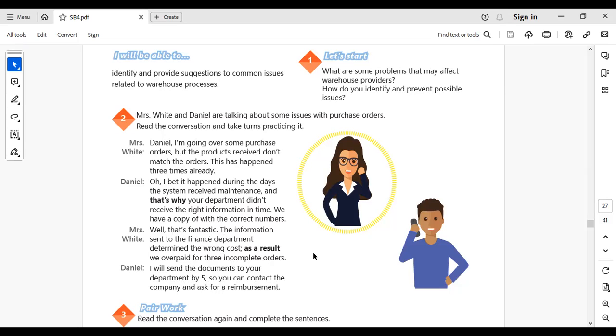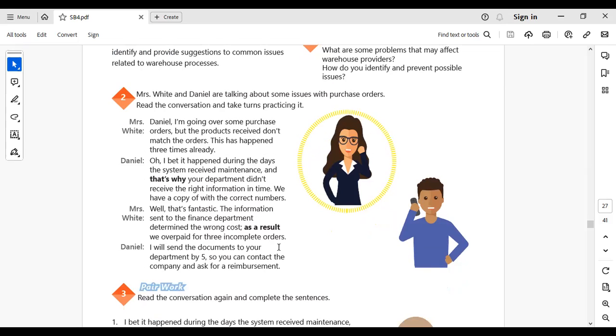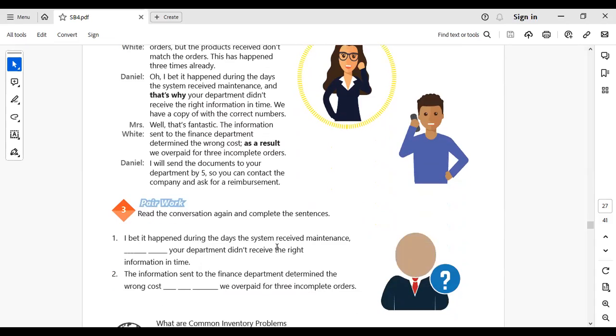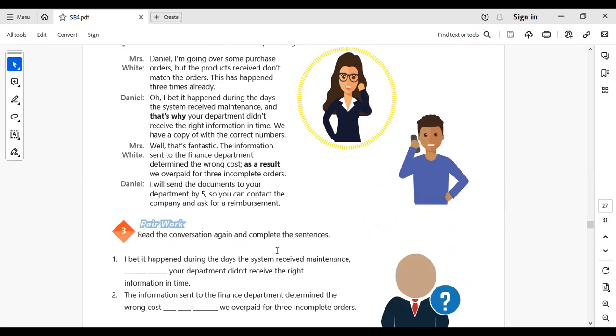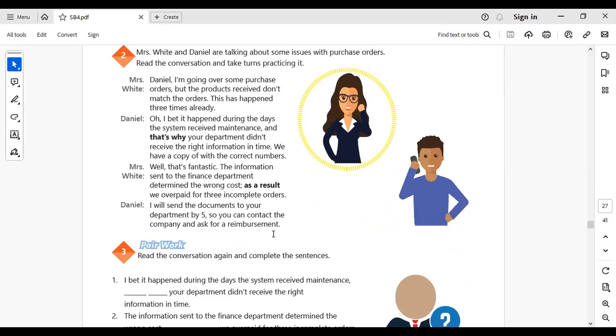I will give you some minutes for you to read the conversation again. And of course, if you have any question, let's discuss it. Let's find out. I'm going to give a couple of minutes, try to practice, try to read the whole conversation. I mean, doing both characters, Mrs. White and Daniel, so that you can double check on meaning, on pronunciation, on intonation as well.